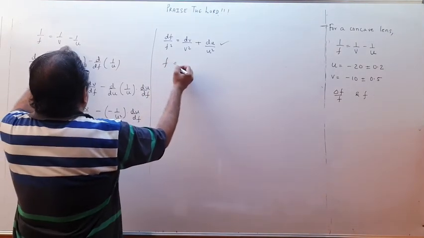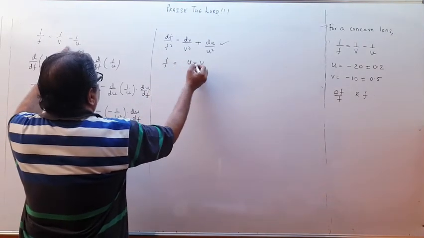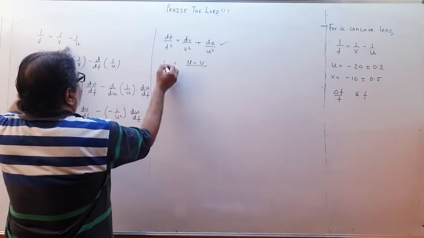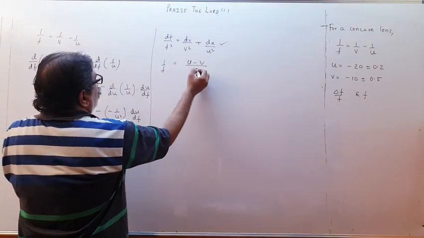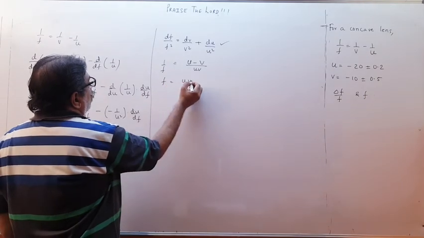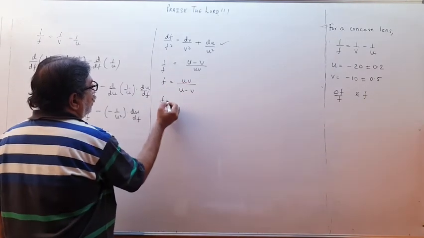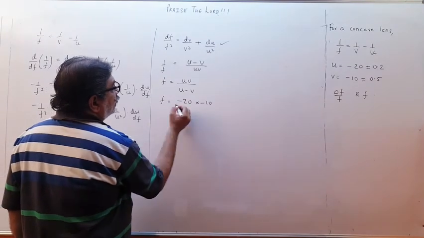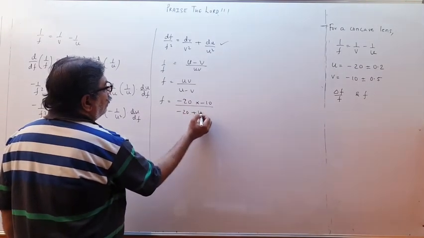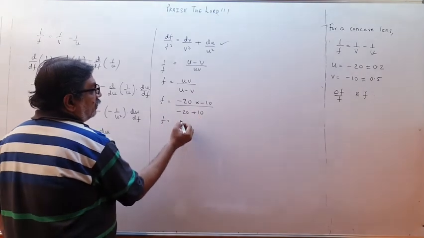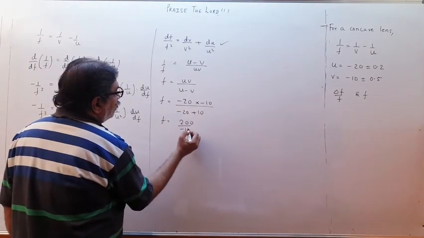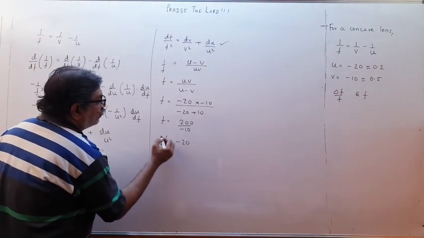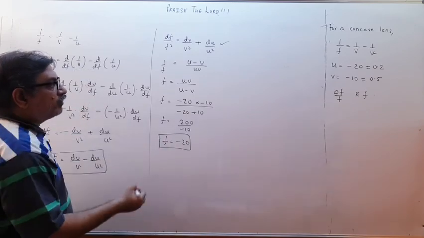f will be, from 1 upon f here, u minus v upon uv. So f becomes uv upon u minus v. So f becomes u into v, u is minus 20 into minus 10, upon minus 20 plus 10. So f becomes 200 upon minus 10. So f is minus 20, which we have found out. I had forgotten, so I did it again.